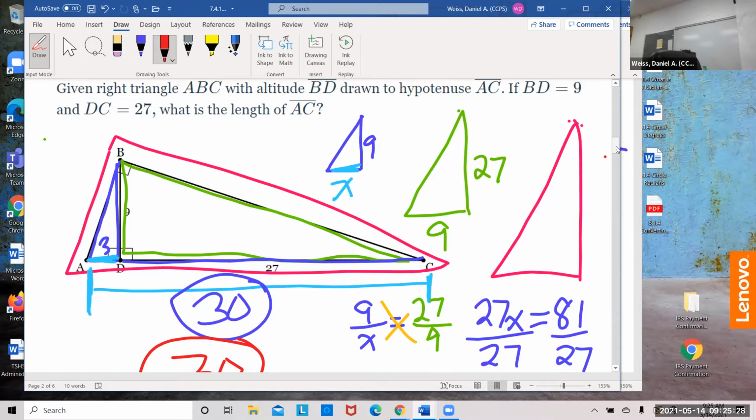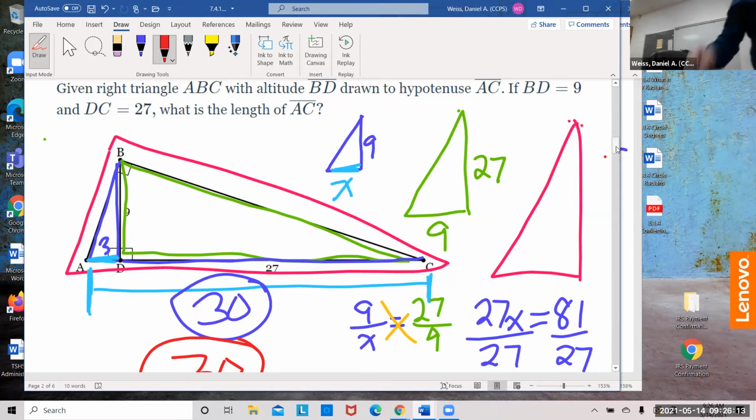If I have numbers here, I can say this is to this. So I'm doing long leg to short leg equals long leg to short leg. So 9 to x equals 27 to 9. I cross multiply. 27 times x equals 9 times 9, which is 81. I divide by 27, x is 3. So this little guy here is 3. And this guy is 27. So what's AC? From A all the way to C is 3 plus 27, 30. You with me?